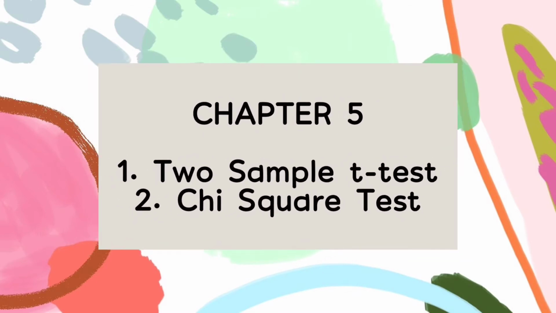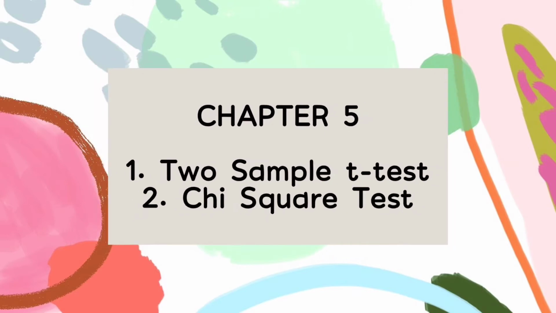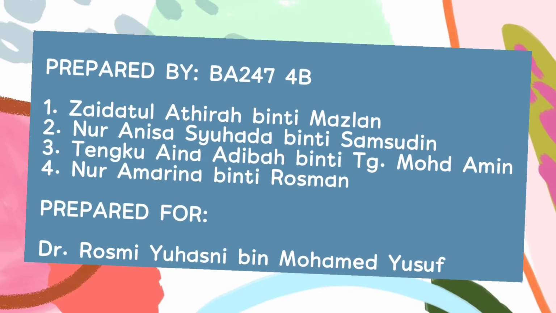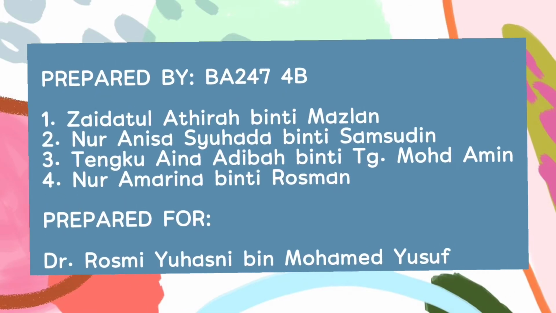Hi, so for this assignment, we are assigned to teach you how to do two sample t-tests and chi-square tests based on chapter 5, and our group consists of 4 members. Are you guys ready? Let's get started.